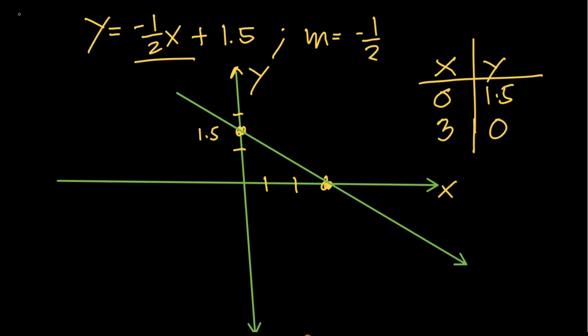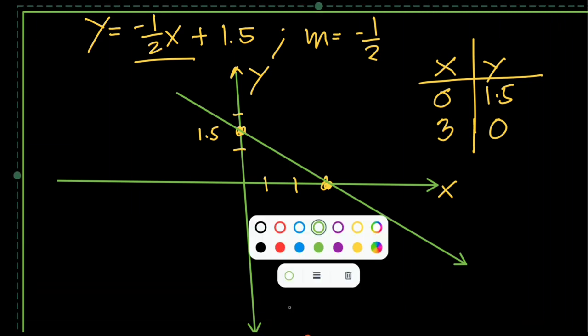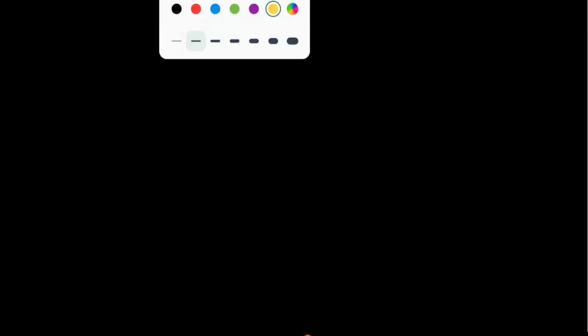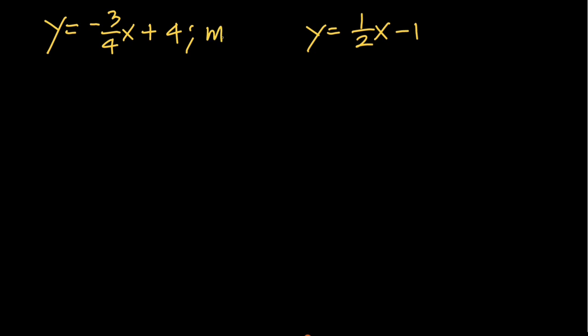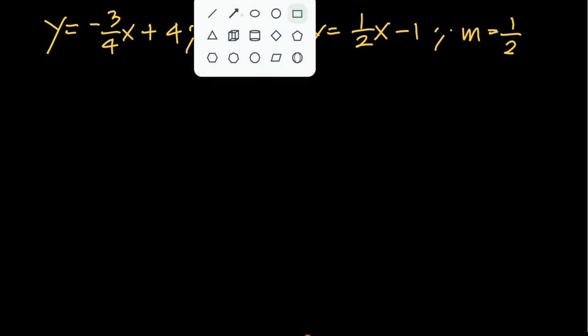Alright, so we go to the next one. Okay, so we have to solve the following systems of equations and state the solution. So we're given here two equations. y equals negative 3/4 x plus 4, and the other one is y equals 1/2 x minus 1. So the slope of the first one is negative 3 over 4, and the other one is positive 1/2. So let's graph this.